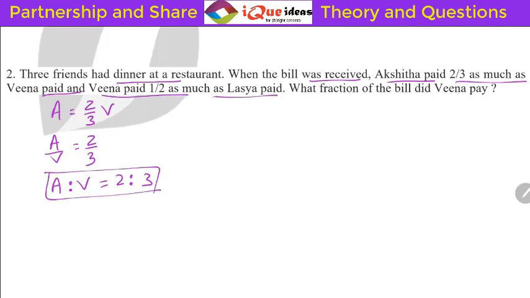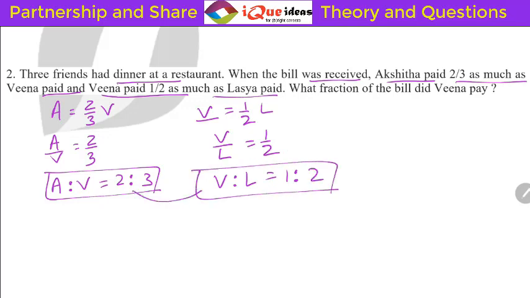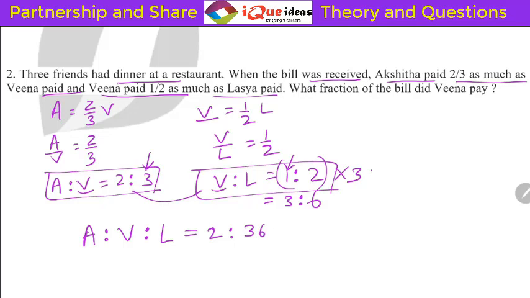Now Veena paid half as much as Lasha paid, right? So V is equal to half as much as L. Alright, so from here we have V upon L is 1 by 2, or V is to L is equal to 1 is to 2. Look at this carefully. We have to combine these two ratios. So V is the common item. For V here we have 3, and for V here we have 1. So make them same. To make them same, multiply this by 3. So it becomes 3 is to 6. This gives us A is to V is to L. The ratio will be 2 is to 3 is to 6. Right? So 2 is to 3 is to 6.